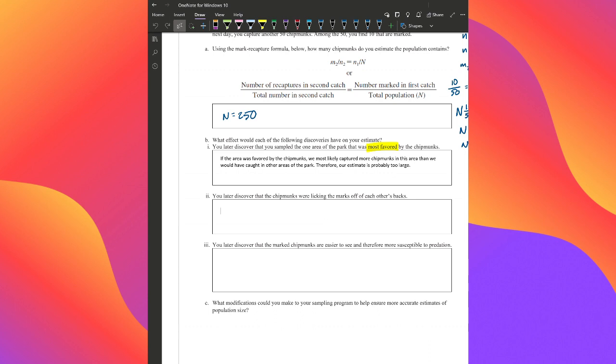Now I'm reading my answer key, and this feels counterintuitive, so we're going to work through it. Some of the recaptured chipmunks that were counted as unmarked would have been among those that had their marks licked off. Oh, this makes sense. As a result, our estimate of the population size would be higher than if the marks had not been licked off. For example, if 10 of those captured had licked off their marks, the actual recapture ratio would have been 20 to 50 instead of 10 to 50. Then the population estimate would change to 125 rather than 250 chipmunks in the population.